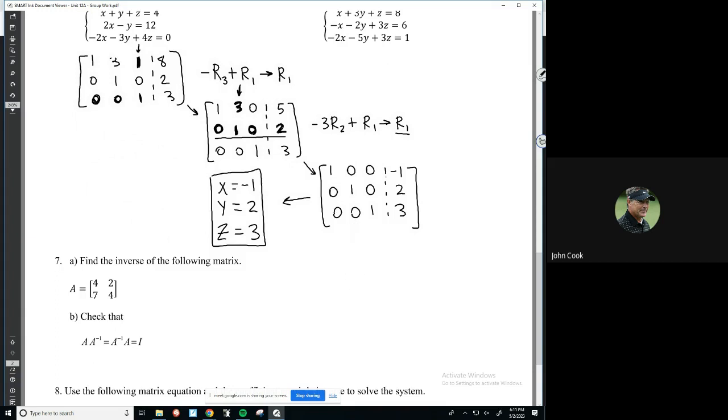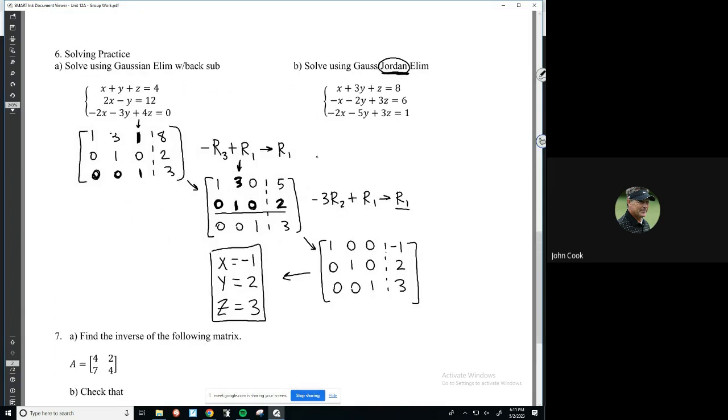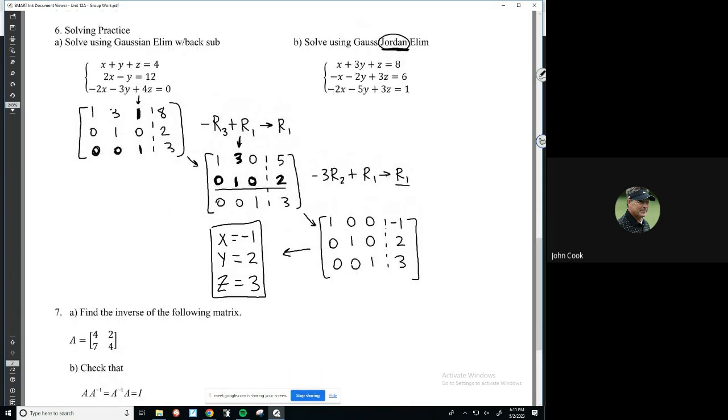Oh boy, that took a long time. I figured that's probably going to be the end of the video. I'll finish it up. That's 6B. But that's Gauss-Jordan elimination. I'll see you in the next video, and I'll probably wrap up this page.